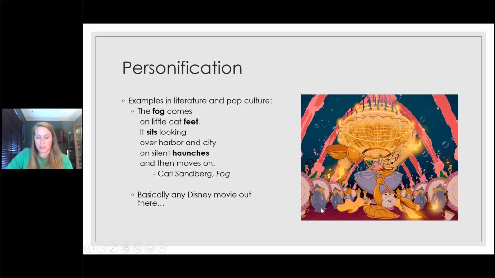But actually, in this picture, we'll use the example of the napkins. The napkins kind of look like dresses, and they're dancing and whirling. We know napkins can't dress and dance, but it adds to the excitement of the scene. Or these beer steins are sort of opening and closing their mouths to indicate that they're singing. Again, just giving these human-like qualities to non-human objects to add a little bit of fun.